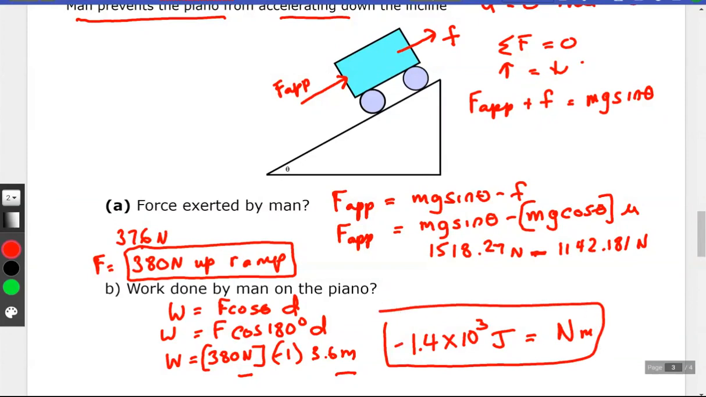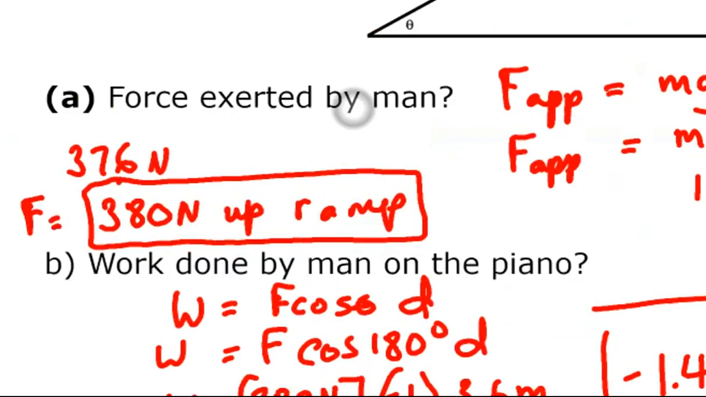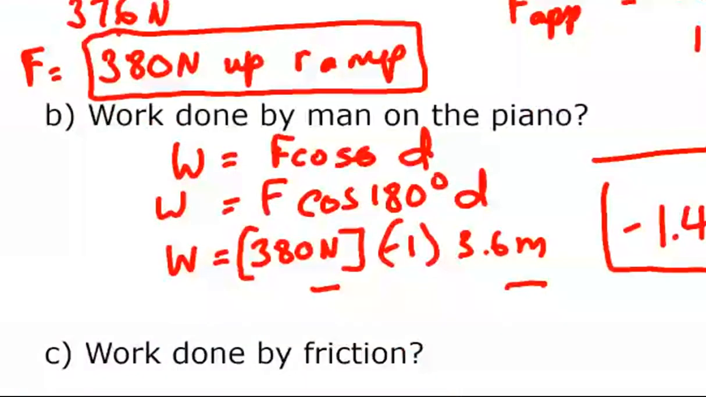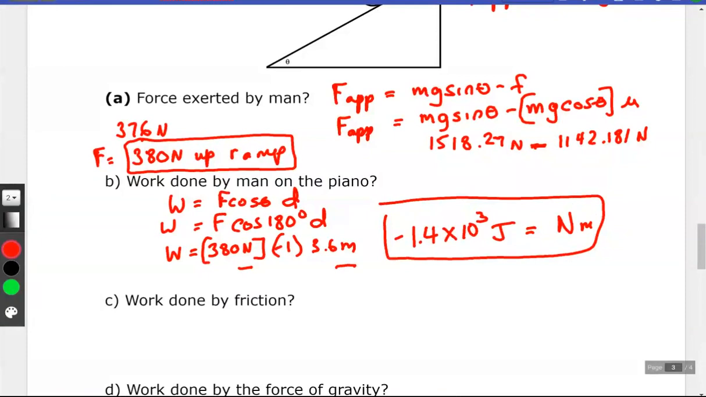Let's go over it again. What is the work done by the man? Well, it's the force exerted by the man times cosine theta, and the angle between the direction of the force and the direction of displacement is 180 degrees. They're actually opposite. The distance was given as 3.6 meters, right? 3.6 meters, and there's the work. F cosine theta d. What is the work done by friction?